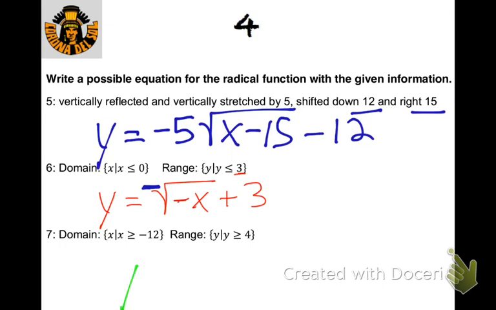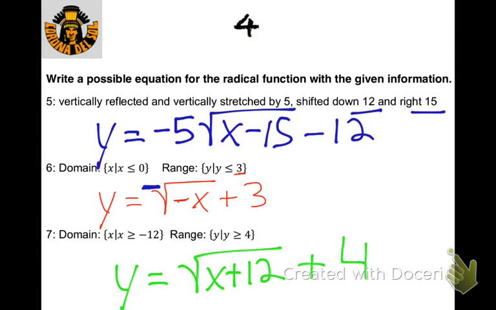We got y equals, the domain is x is greater than or equal to negative 12, so it's been shifted to the left 12 units, so that's x plus 12. And then the range has a little 4 there, so we'll put plus 4. And it is greater than or equal to 4, so it doesn't have to have any negative signs to make it reflect.